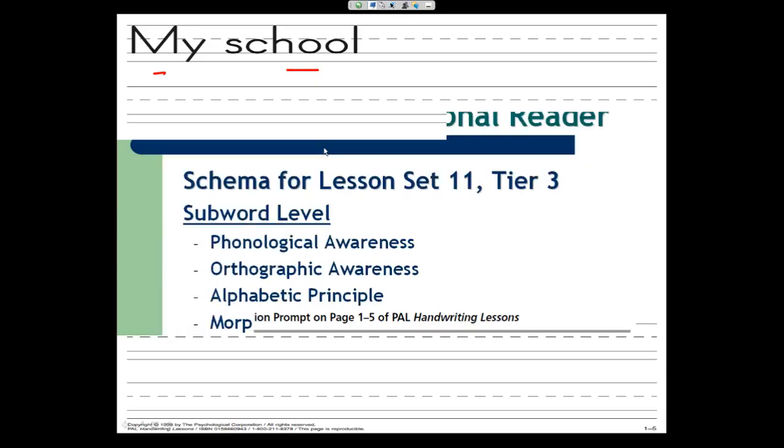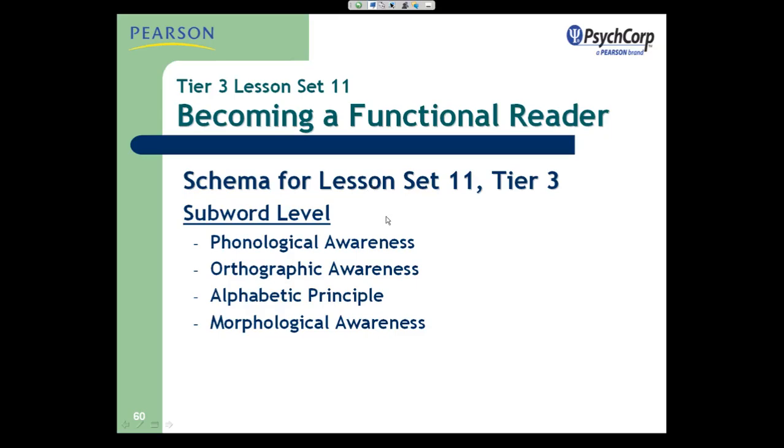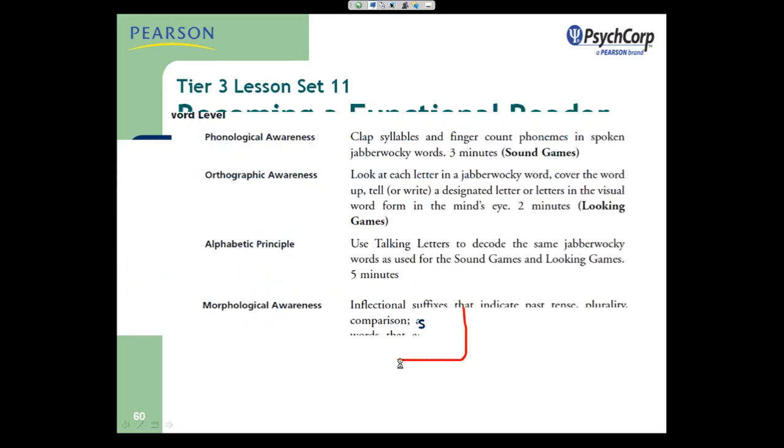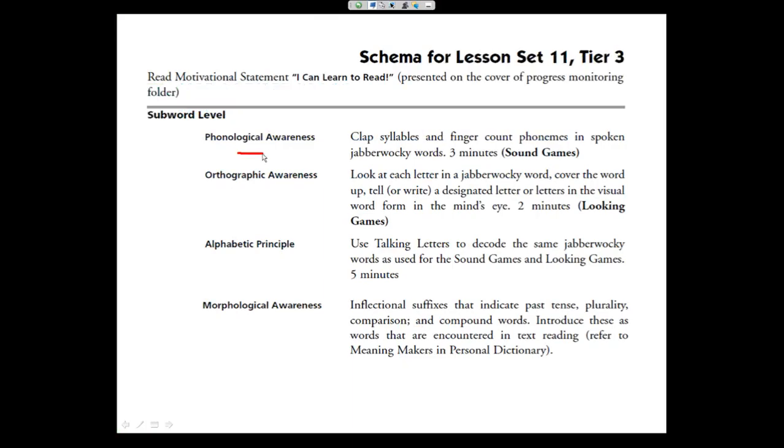And then these would be the lessons to focus on becoming a functional reader. And at the subword level, you look at all components, the phonological, the orthographic, the link between the two, as well as the morphological component. And the directions are stated explicitly for you. For phonological awareness, you clap the syllables and finger count phonemes in spoken Jabberwocky words. The orthographic awareness, the alphabetic principle, uses the talking letters. And then the morphological awareness, really getting students to recognize that parts of a word communicate important information.